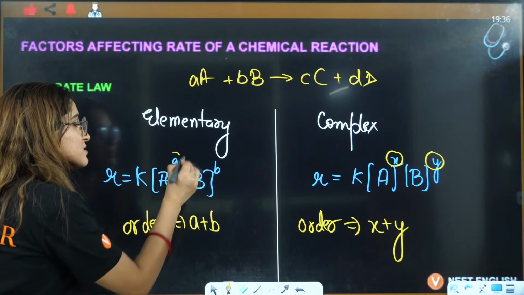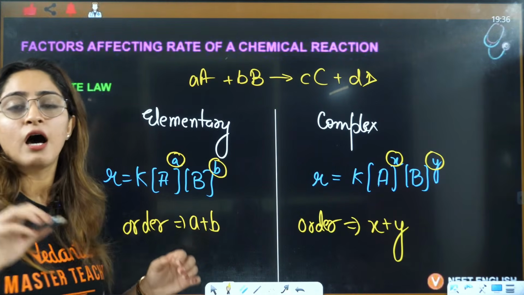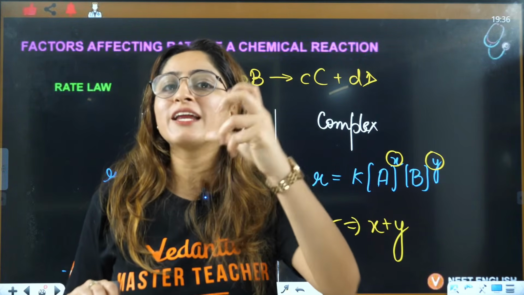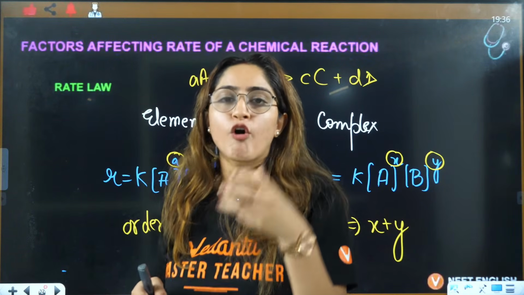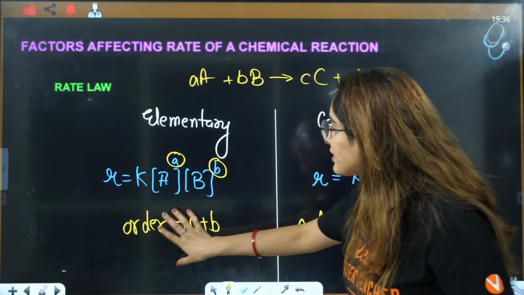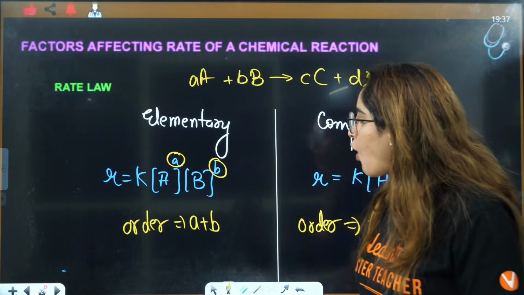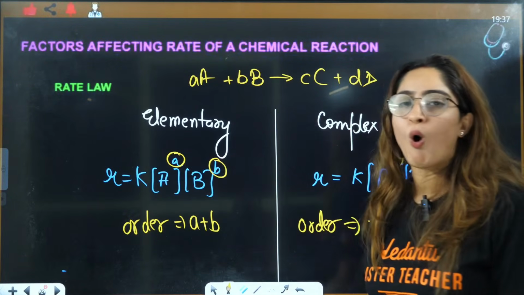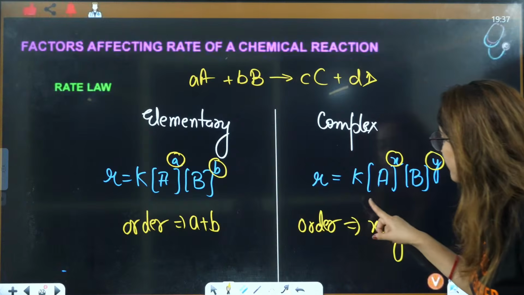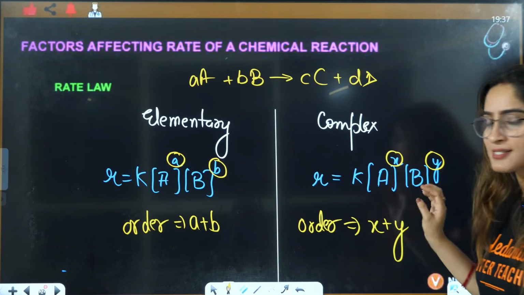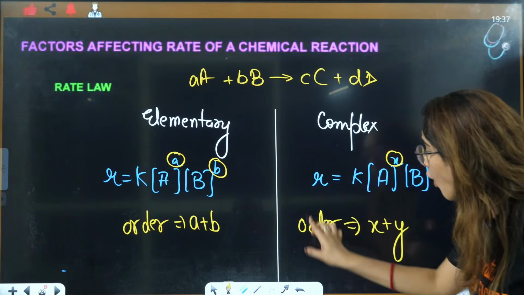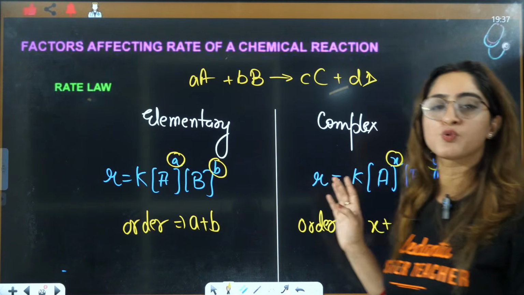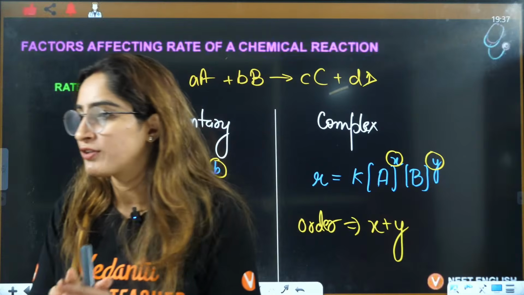Whatever is the rate law expression, in the powers of the reactant, when you add all those values, you get the order of the reaction. Order with respect to A is small a here. Order with respect to B is small b here. Order with respect to A here is small x. Order with respect to B here is small y. Full order of this reaction is x plus y. That is called the order of the reaction.